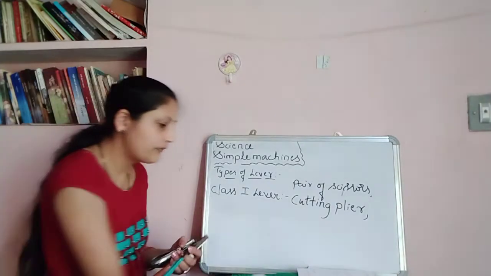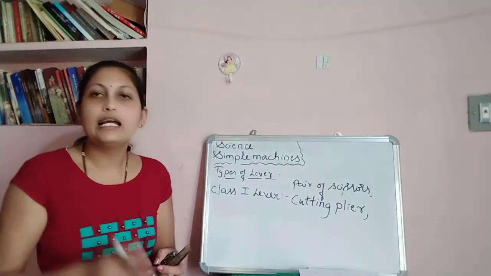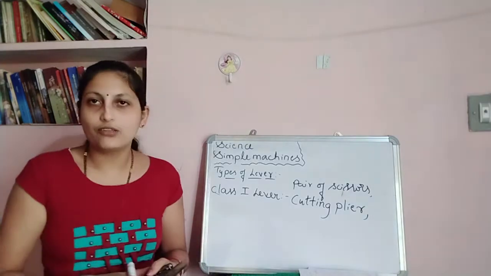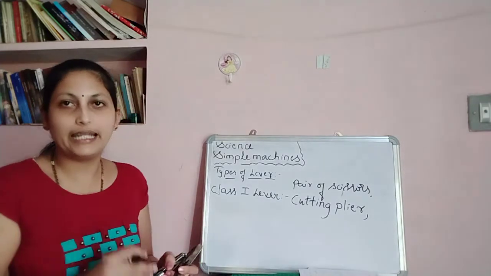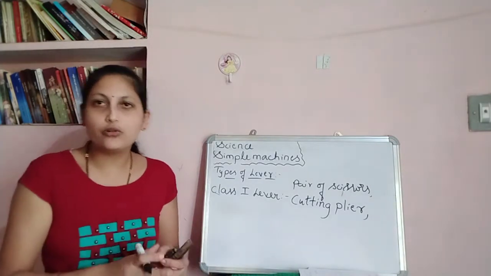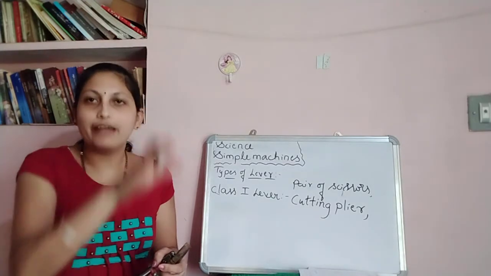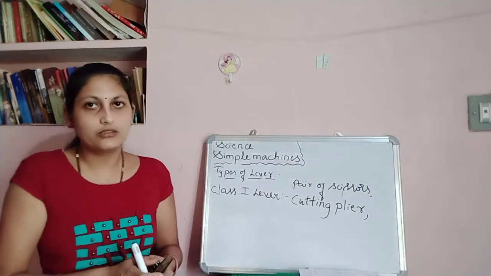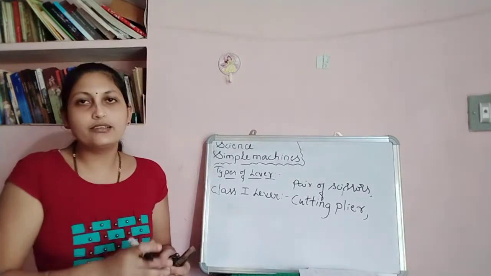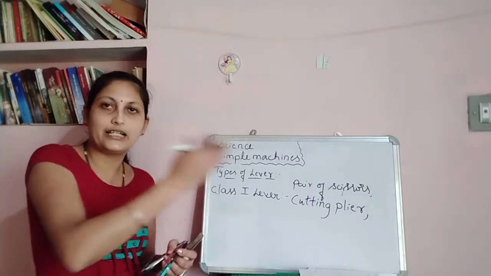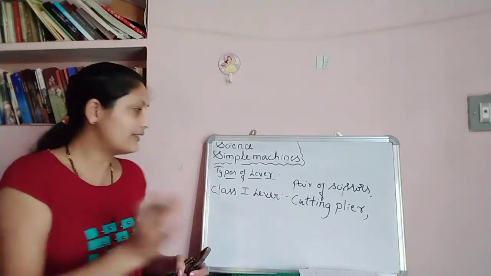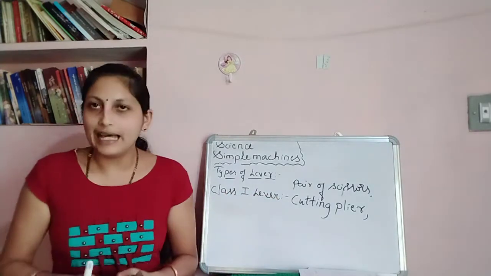And also hammer for taking out a nail, hand pump, then seesaw. So you have seen seesaw in playground, isn't it? That is also it rests on a center, which will be the fulcrum where it takes rest on a support. And other two ends, one will be the effort and another side will be the load. So these are some of the examples of class 1 lever.